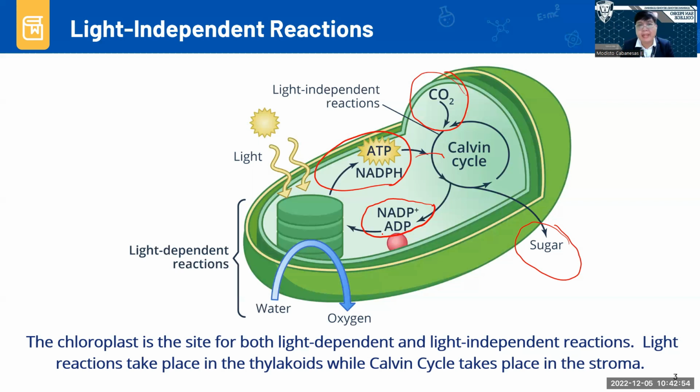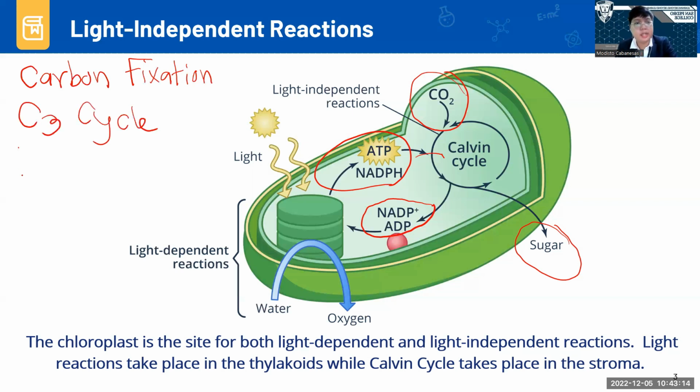Now, for the light-independent reaction, it is also called the carbon fixation cycle. Ito yung other names niya: carbon fixation, C3 cycle, or dark reaction. So those are the other names of the process. But ultimately, we commonly know this light-independent reaction as the Calvin cycle. So, yun yung parang common talaga na name.